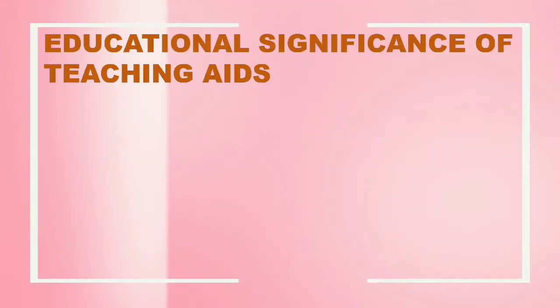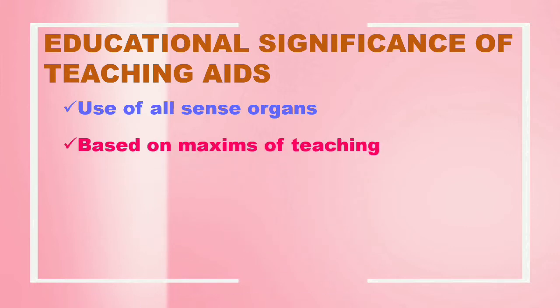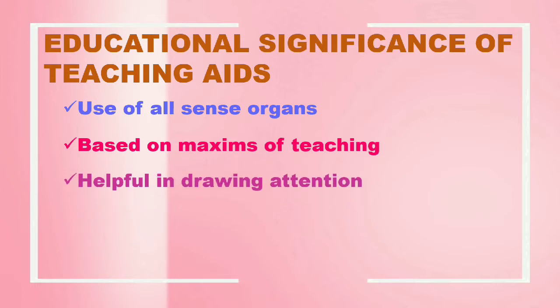Now, teaching aids, which includes audiovisual aids, play a significant role in education. Teaching aids uses all sense organs of the human body: the ears, eyes, nose, tongue, and skin. These organs gather most of the information needed by individuals, especially in learning. It is also based on maxims of teaching, which refers to general ideas and methods of doing the work which prove helpful in the task.